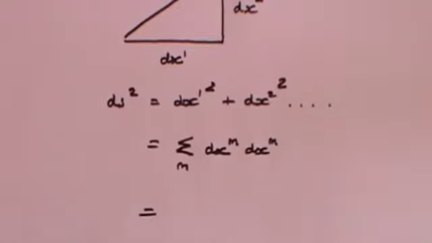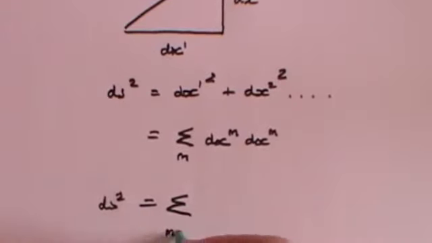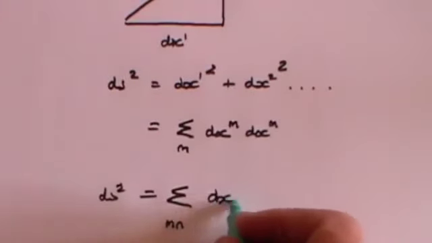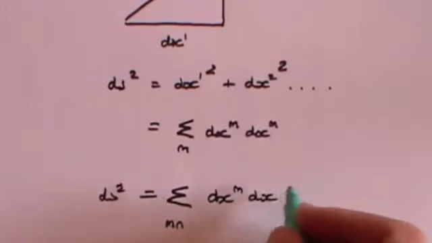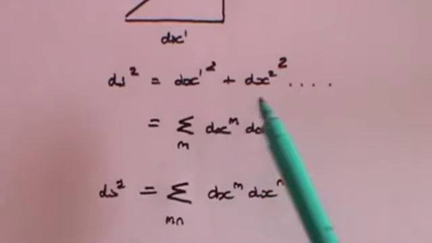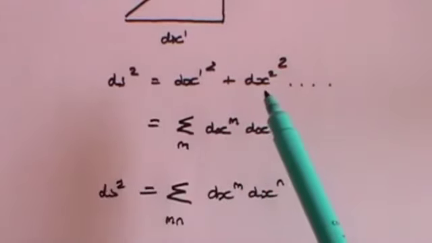Now I'm going to make it a little bit more complicated, but you'll see why, of course, in a minute. That means that ds squared is equal to the sum over m and n, what am I doing, of dxm times dxn. Now you will say, no, that cannot be right, because there is no combination of dx1, dx2 in Pythagoras.